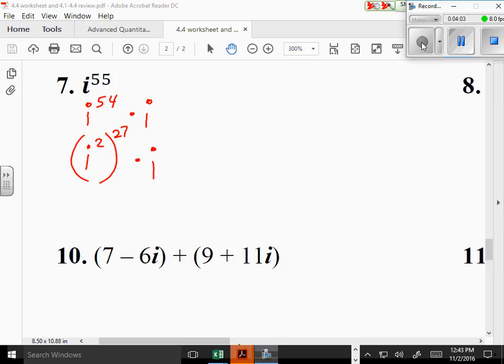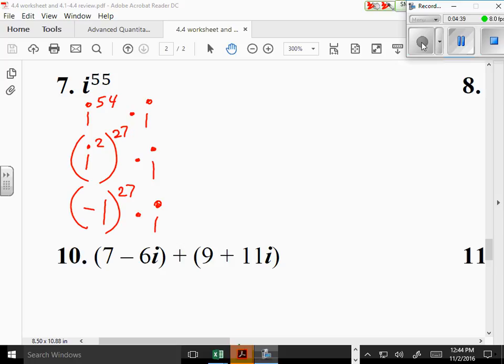i squared, negative 1 to the 27th, not negative 27, negative 1 to the 27th times i. What is negative 1 to the 3rd power? Negative 1. Negative 1 to the 4th? Positive 1. Negative 1 to the 5th? Negative 1 to the 6th? Positive. So that's going to follow that pattern all the way up through 27.